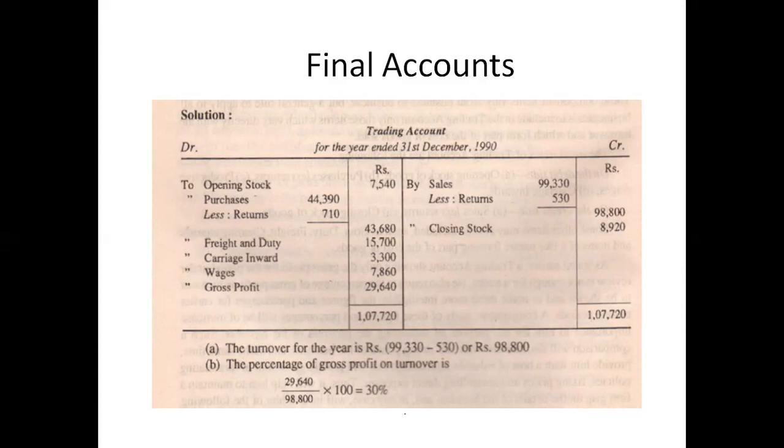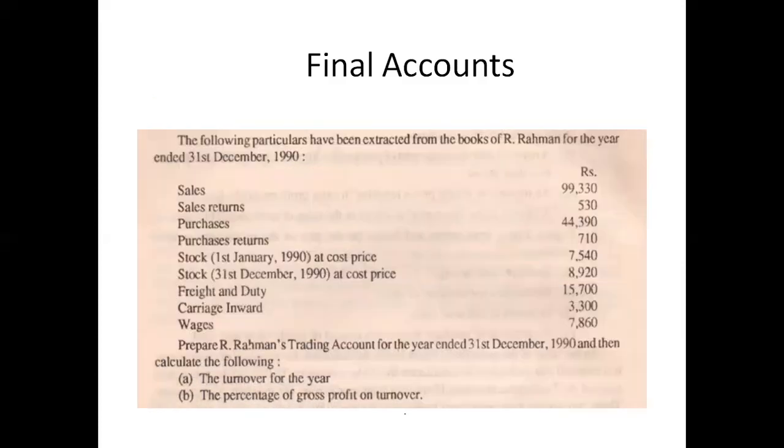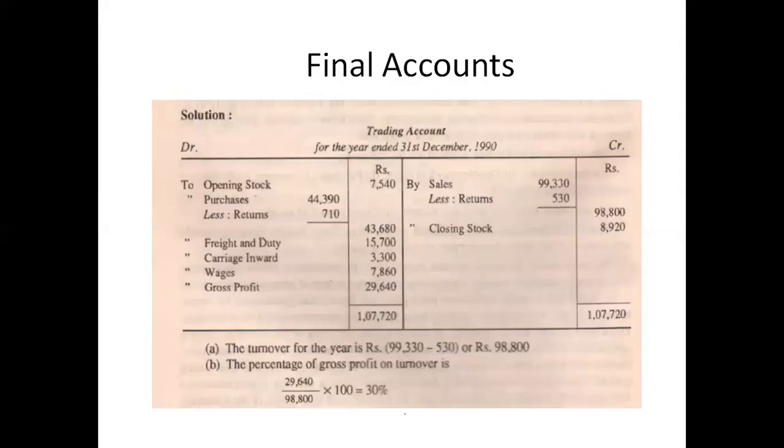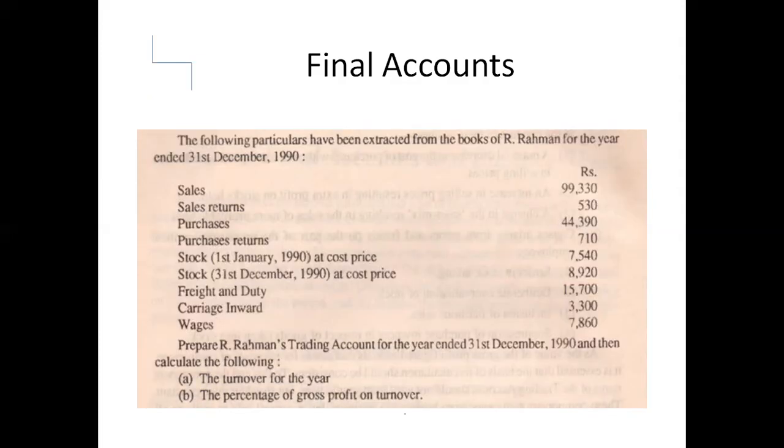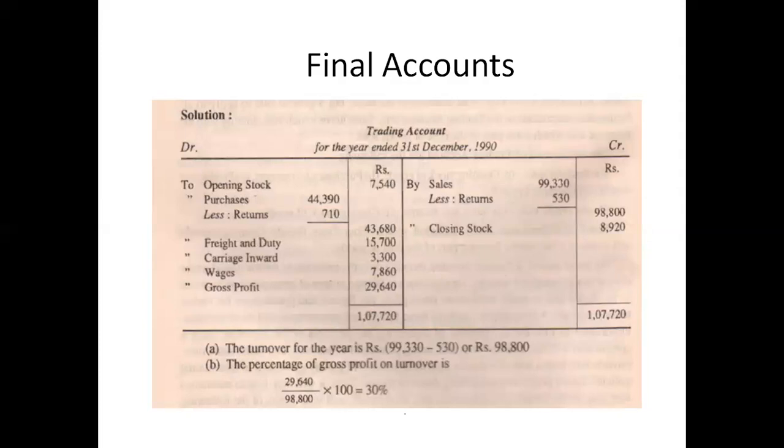So we have sales, 99,330, on the top. Now, this does not differentiate between cash and credit sales, so you might assume that this includes both cash and credit sales. Less sales returns, like purchases less returns, sales less returns: sales returns is 530. That is the second item in the question. So we have sales less returns 98,800, and we have the closing stock.